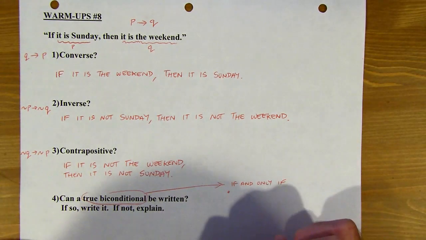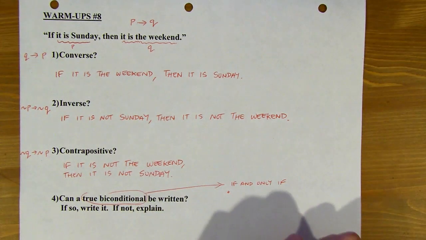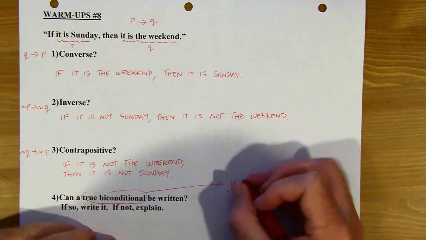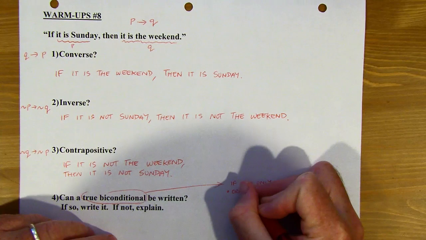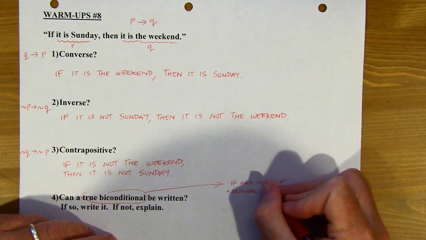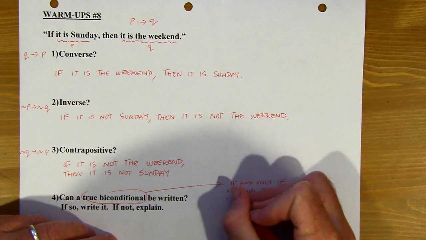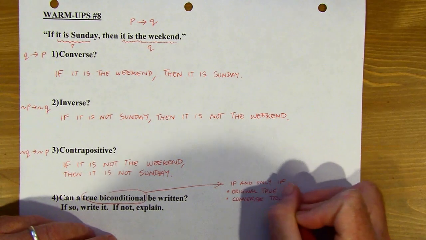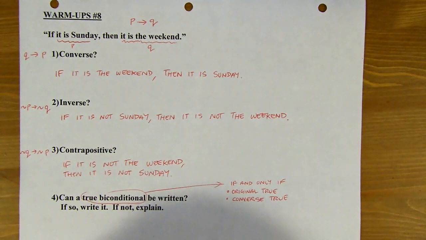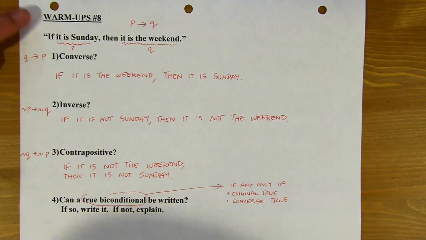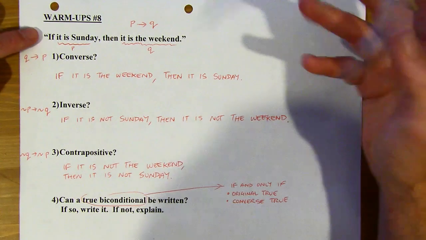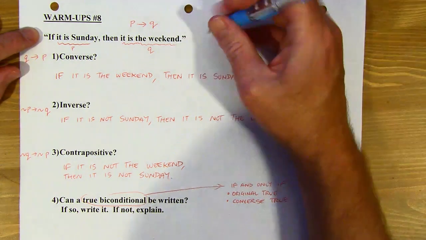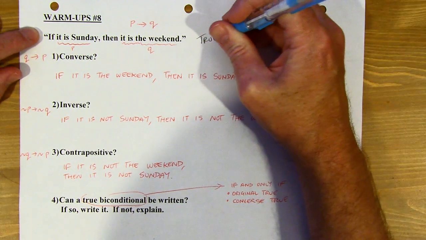For that to work, two things have to be true. The original and the converse have to both be true. So the original conditional has to be true, and the converse has to be true. So this isn't part of my answer, but I'm just explaining what I'm going to be thinking through. So I'm going to first look at the original conditional here. This says, if it is Sunday, then it is the weekend. Well, that's true, right? Sunday is on the weekend, so if it's Sunday, it is the weekend. This part is true.